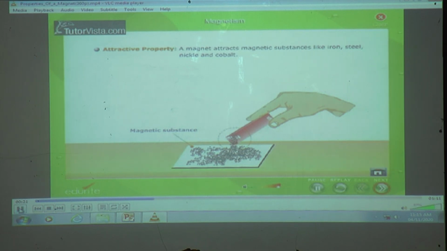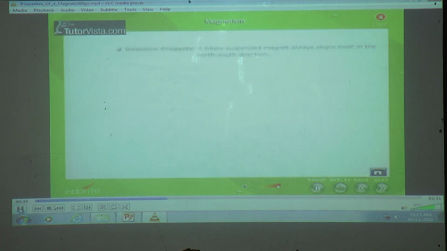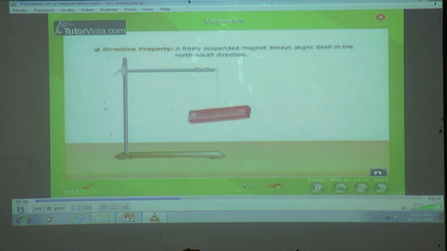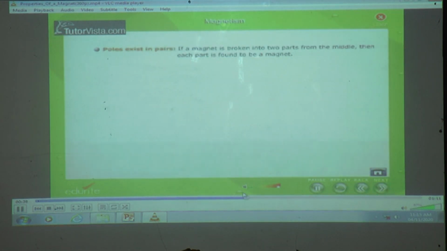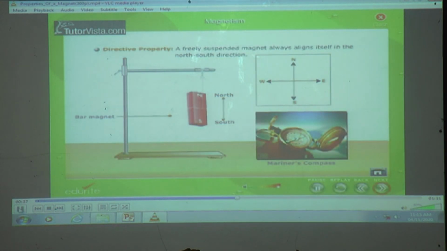Now next one, directive property. A freely suspended magnet always aligns itself in the north-south direction. This property is used in the construction of the Mariner's compass. See, the second property, what is it? Directive property. Okay, so what is the directive property? A freely suspended magnet always aligns itself in the north-south direction.